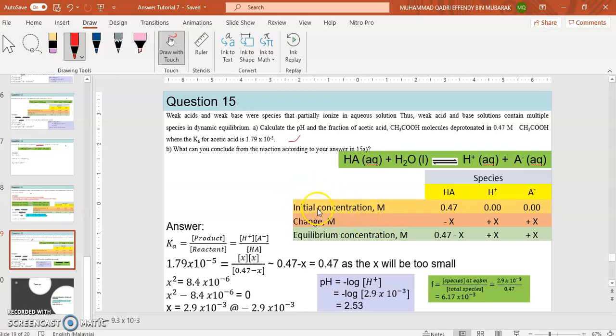And for the change, it depends on our equation. We only have 1 mole of hydrogen ion and 1 mole of A minus ion. So this one will be reduced, and then these will be increased. So we have minus S, plus S, plus S. So at equilibrium, we have 0.47 minus S, plus S, and plus S.